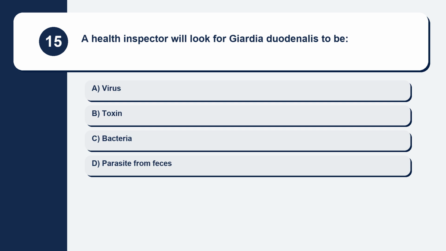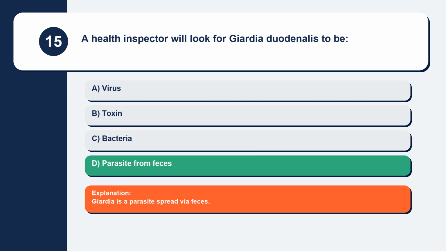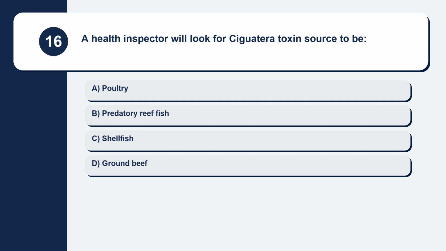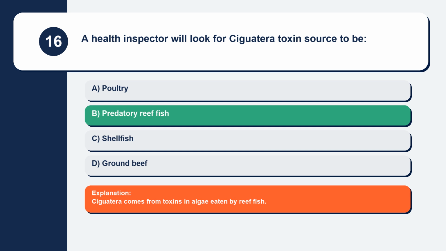Question 15. A health inspector will look for Giardia duodenalis to be virus, toxin, bacteria, parasite from feces. Giardia is a parasite spread via feces. Question 16. A health inspector will look for sigwater toxin source to be poultry, predatory reef fish, shellfish, ground beef. Sigwater comes from toxins and algae eaten by reef fish.